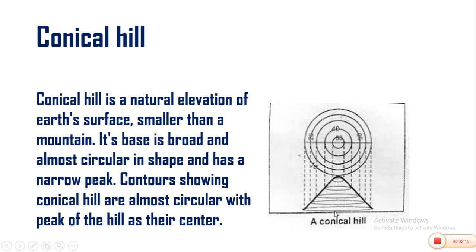The land is almost circular in shape and has a narrow peak. This is the peak. The peak is narrow, and the contour lines showing conical hills are almost circular with the peak of the hill as their center. This is the peak of the hill, and that's the center. This is how a hill is represented in this form. Now, this is the way a conical hill is represented on a topographic map.